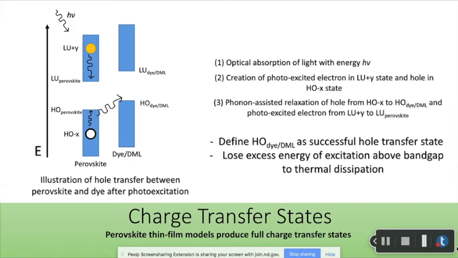And after a certain amount of time, the electron is going to thermalize to the LUMO of the perovskite, and the hole is going to thermalize to the HOMO of the dye and the DML, since they'd both be in equilibrium in that case. So the thing to remember is that we're going to define the HOMO of the dye and the DML as a successful hole transfer state, since that's where we expect the hole to show up after complete thermalization. And then we're not considering any hot hole transfers in this case. So we're losing all the energy above the band gap. So all excess energy is lost to thermalization.